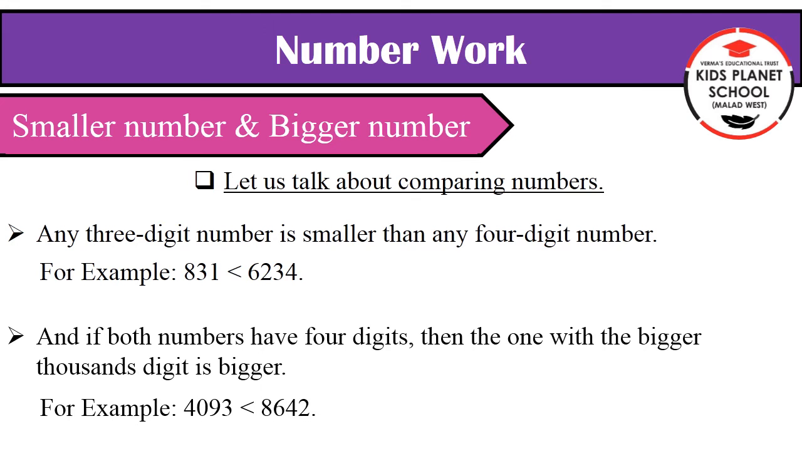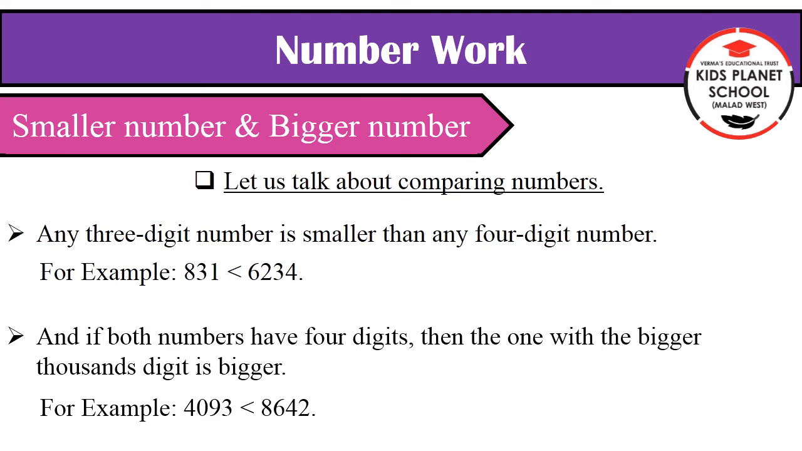For example, here 4093 and 8642 both are 4-digit numbers. So, to find which number is a bigger number and which number is a smaller number, we'll compare the digits which are at the thousands place in both the numbers. In 4093, 4 is at the thousands place, and in 8642, 8 is at the thousands place.